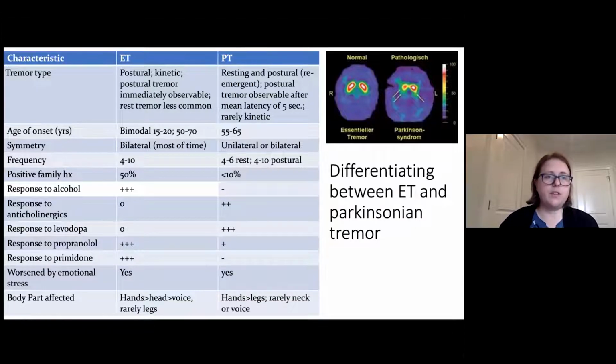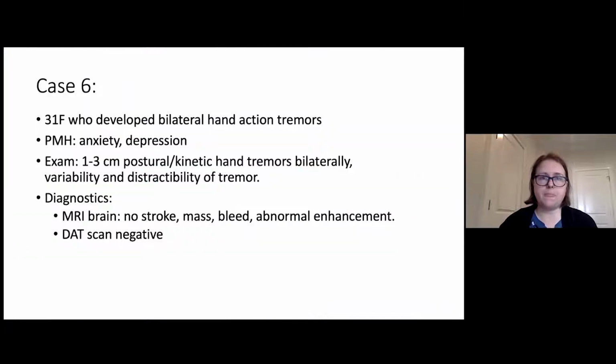This is for your reference, highlighting some of the differences between essential tremor versus a Parkinsonian tremor. In theory, if you read a textbook, it sounds like these two diseases are always incredibly easy to distinguish. In practice, sometimes there's more overlap than you would think. So this chart is here to highlight some of the differences. And then also, I'll just mention this is another time in which a DAT scan could possibly be helpful if you're not sure if it's essential tremor versus a Parkinson's tremor.